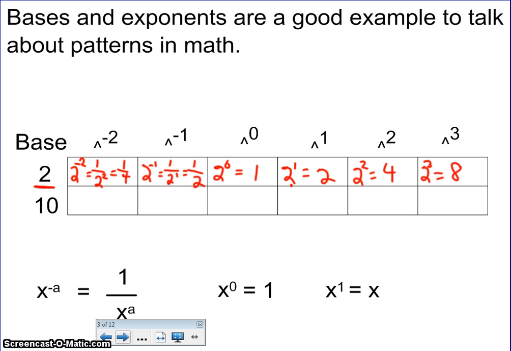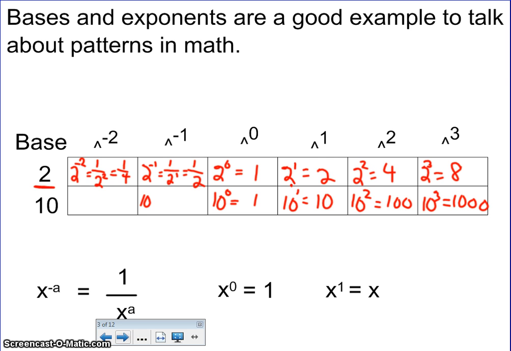Let's do the same thing with 10. We'll start back over here at the right. 10 cubed is going to be 10 times 10 times 10, which is 1,000. And we've got 10 squared, which is 10 times 10, which is 100. And we've got 10 to the first. Anything to the first power is itself, so that's 10. We've got 10 to the 0. Anything to the 0 power is always 1.